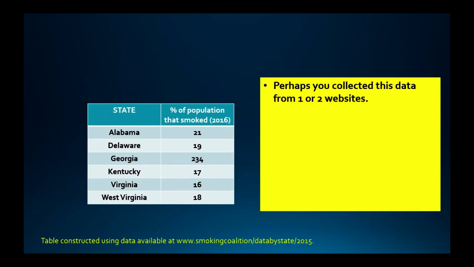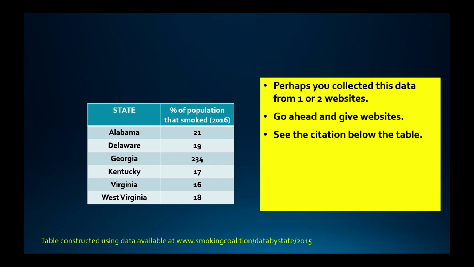So perhaps you collected this data from one or two websites. So now I've got states, and I'm looking at the percentage of the population that smoked in 2016. Here, I probably need to give the websites because I don't have like 50 different university websites. I'm just collecting data from one or two websites. So below this table, note what I've said here: table constructed using data available at, and I give the website, because that's where I went to get the data.